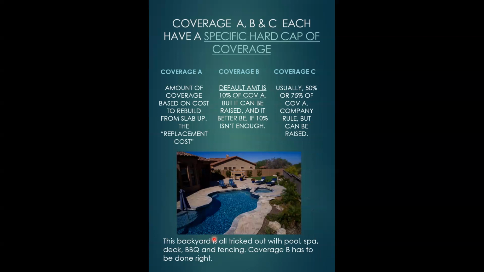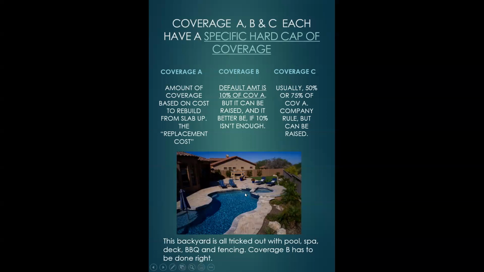All right, so wrapping this up. Coverage A, B, and C each have a specific hard cap of coverage on the policy, and you have only that much and no more. Coverage A is supposed to be enough insurance to rebuild the house from the slab up, the replacement cost of the dwelling. Now, by default, coverage B will be 10% of that amount, but it can be raised by you as an agent, and it better be raised. You better quote a customer an upgraded amount if the default 10% is not enough.